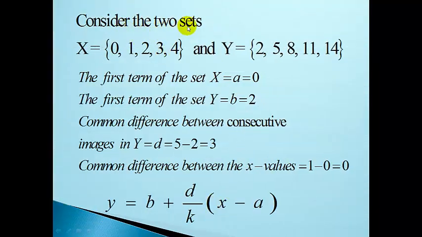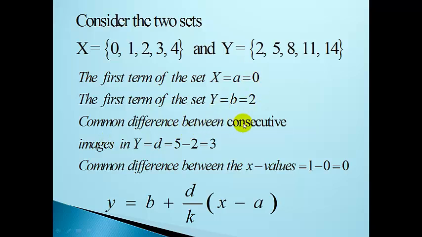Now, considering the two sets, the elements of the set x are 0, 1, 2, 3, 4. And the elements of the set y are 2, 5, 8, 11, 14. Now we said that the first term of the set x is equal to a. Considering the set x, the first term a equals 0. And that is why a is equal to 0. The first term of the set y equals b, and b is equal to 2. When we consider the set y, the first term is 2, and that is why b is equal to 2.